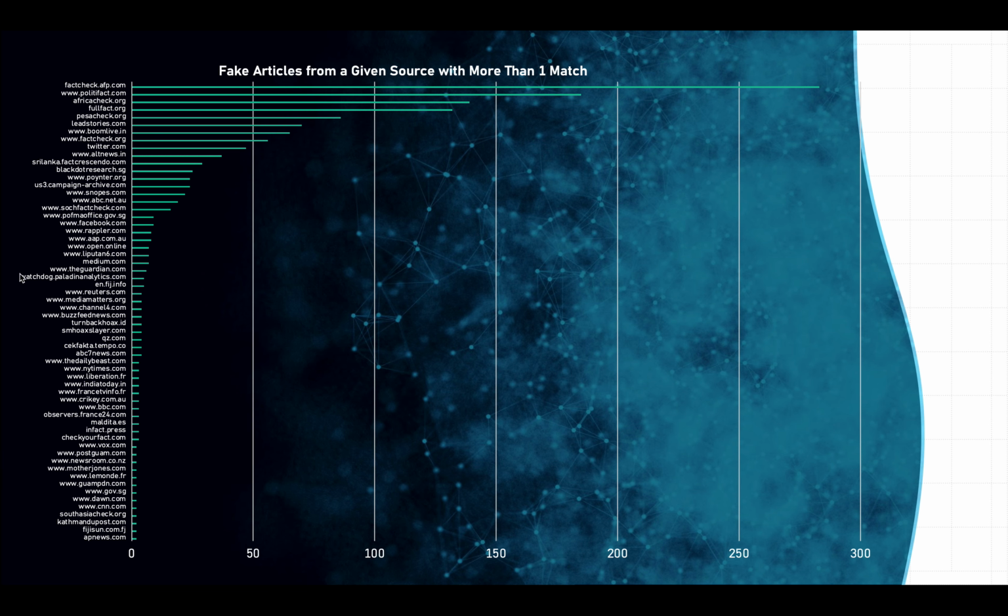So at the top, we can see factcheck.afp.com with about 280 fake news articles. And then close to the top, we also have Twitter and Facebook. As I mentioned earlier on, fake news articles are being shared all the time on these platforms, and that is where they're able to get their reach, and why they are so popular. And so you can see Facebook and Twitter, two of the bigger offenders.